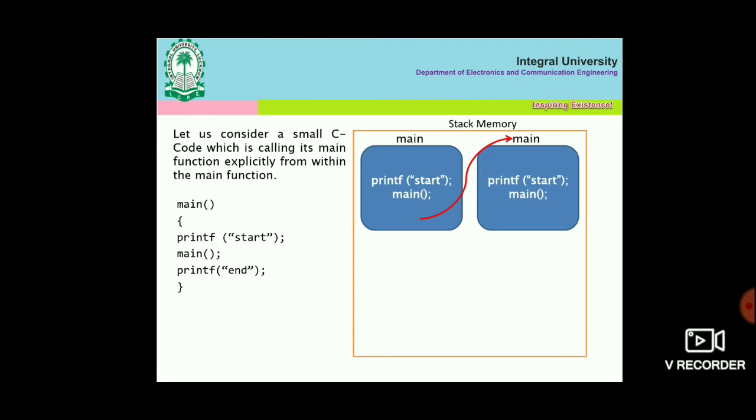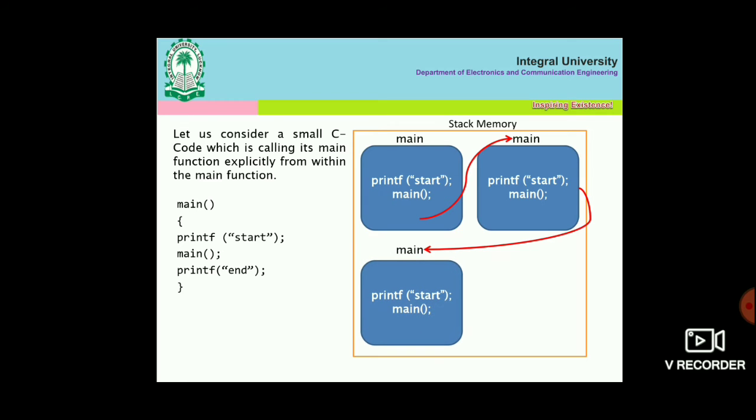Again, the first statement printf start will be executed in this method frame, and then the main function is being called explicitly. This main function again will create a method frame in the forward direction, and this method frame will again execute its first statement, printf start. Next, the main function is called again. Now for this main function, another method frame will be created in the forward direction, just like this. And in this method frame, again there will be printf start, and then again the main function is being called.